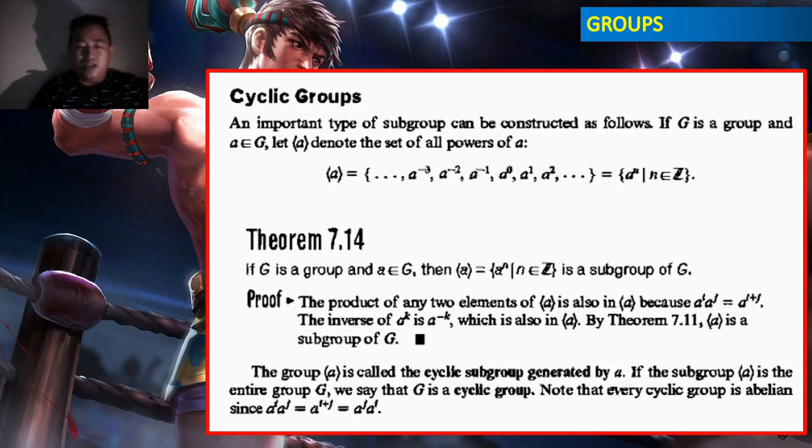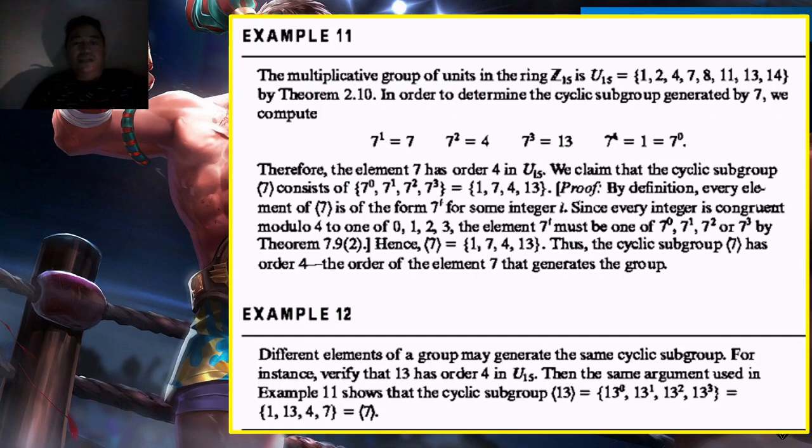Okay. So, the multiplicative group of units in the ring Z15 is U15. In order to determine the cyclic group generated by 7, we compute 7 to the power of 1, 7 to the power of 2, 7 cubed, 7 to the 4. Therefore, the element 7 has order 4 in U15. It goes back to the identity at 7 to the power of 4. So we stop there, at its identity.